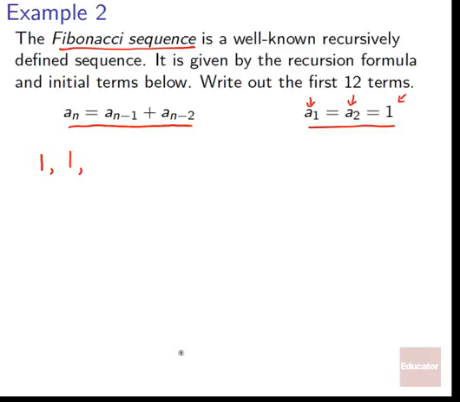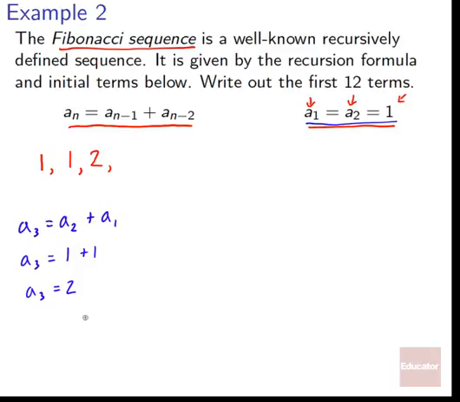So 1, 1. If we want to figure out the next term, we've got an equals an minus 1 plus an minus 2. So a3 is going to be equal to a2 plus a1. We don't know what a3 is, but we do know what a1 and a2 are. They're both 1, so 1 plus 1, a3 equals 2. So our next term is 2. What comes after that?